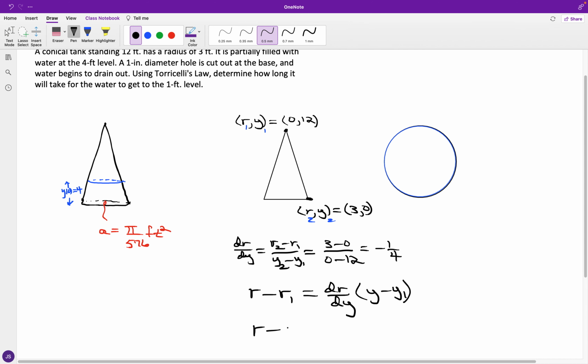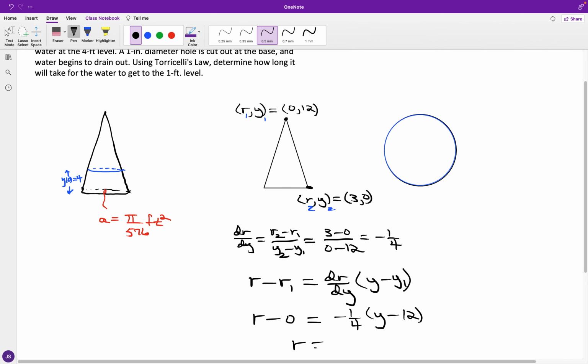And we'll just say we have r minus 0 is equal to negative 1/4 times the quantity of y minus 12.